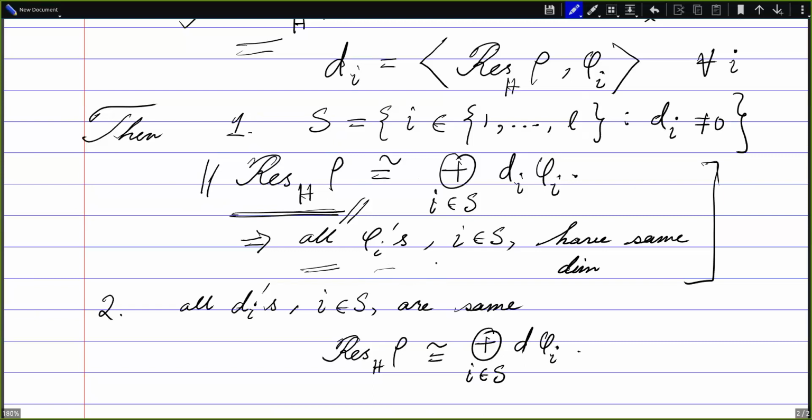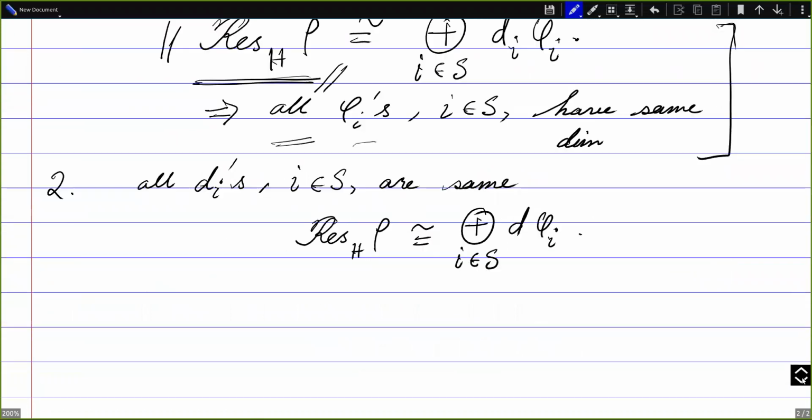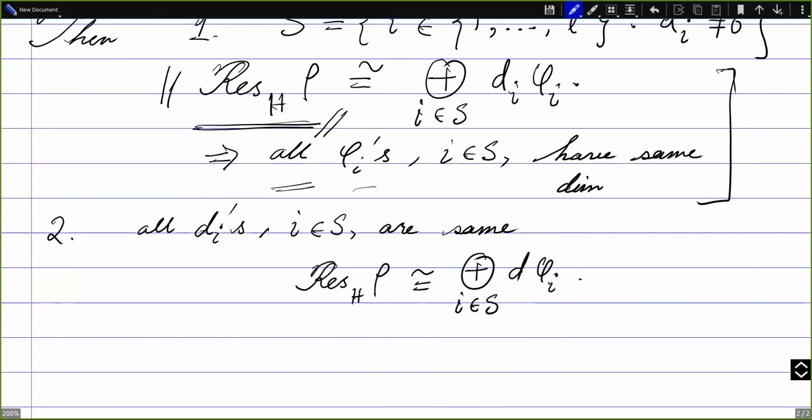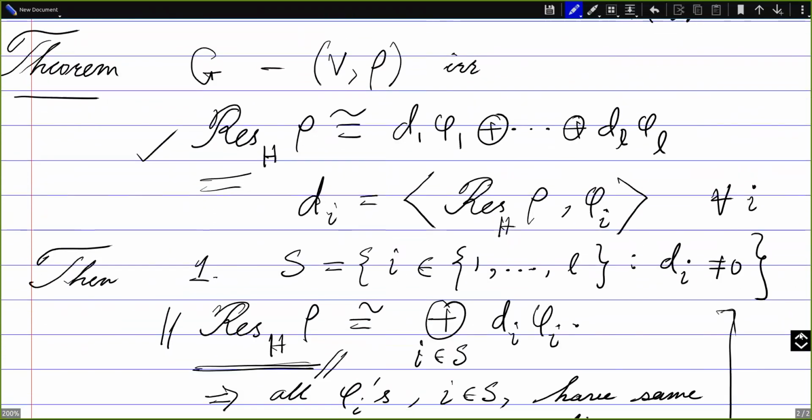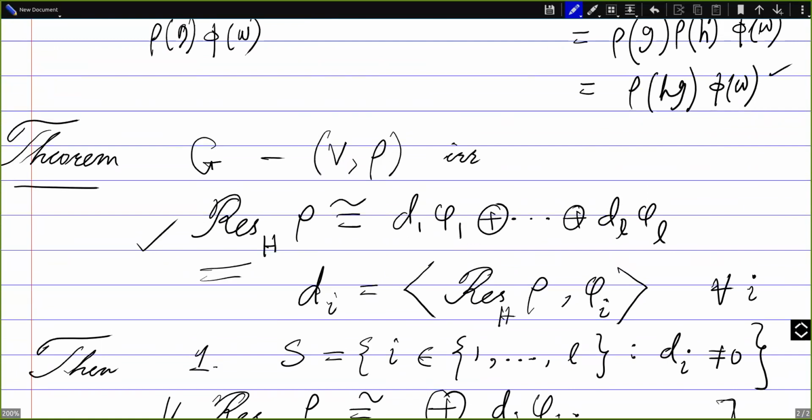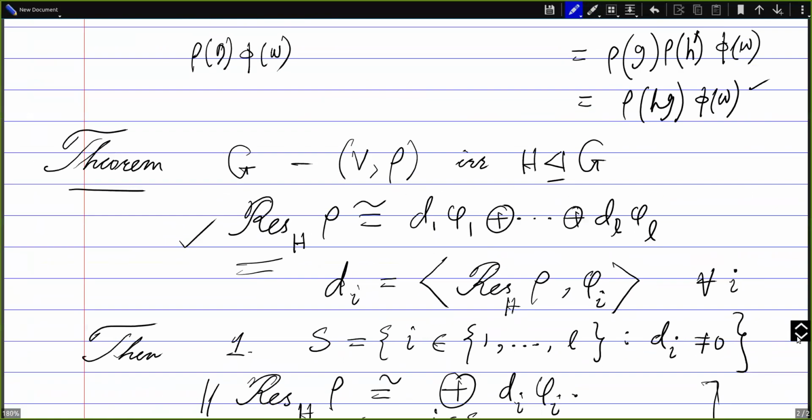Sometimes people call it multiplicity. So in that language, it is the same as saying that all the irreducible representations of H which are contained inside the restriction are of the same multiplicity. Okay, so we will now prove Clifford's theorem, under the assumption that H is normal in G.